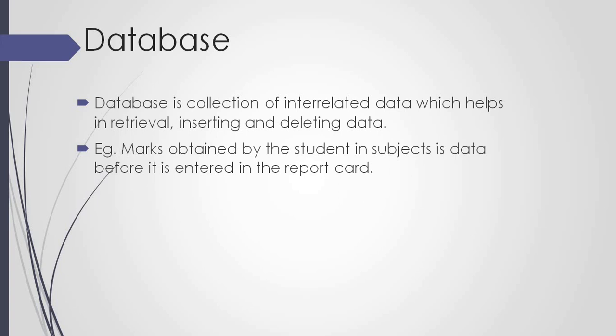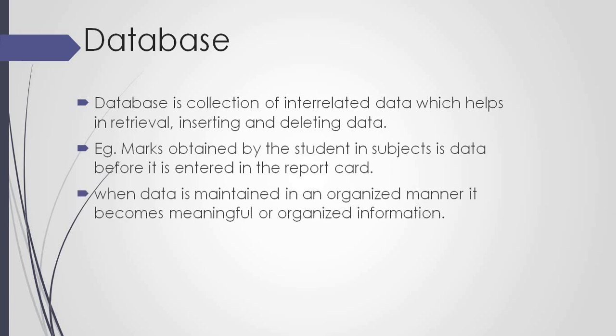Next, example: marks obtained by a student in a subject is data, or it is entered in the report card. Now if I say 33, then 33 are marks of an individual student in an individual subject. So 33 becomes the data before it is entered in the report card. Once it is entered in the report card with all the other data, it will form information. So information is processed data. When data is maintained in an organized manner, it becomes meaningful or organized information.